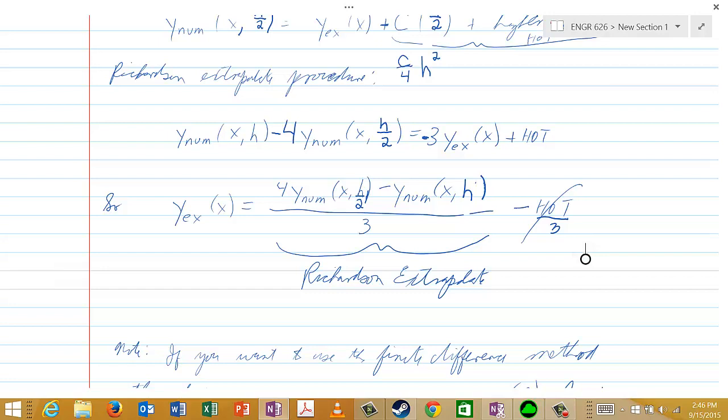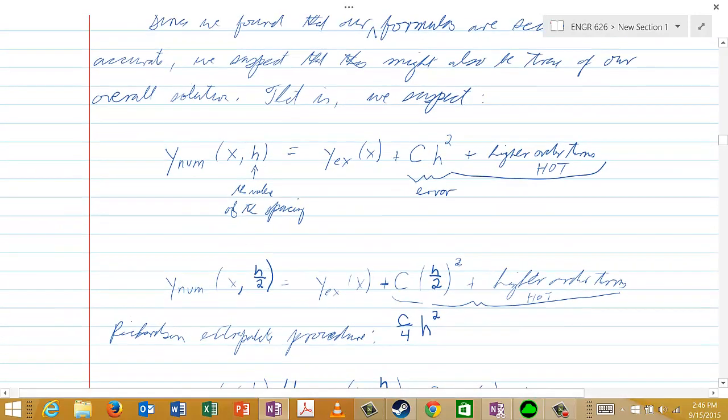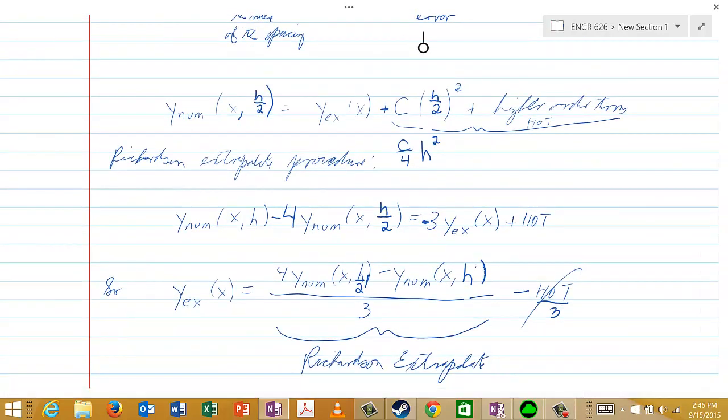And so this should be more accurate than what we had before, where our error contained a term that was second order in h. Now our error is of higher order in h. So that's our idea. Of course there is some cost associated with this. We have to calculate 2 solutions.